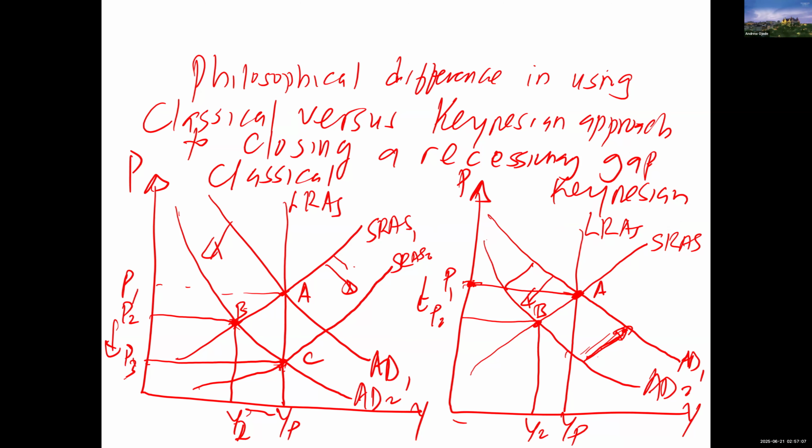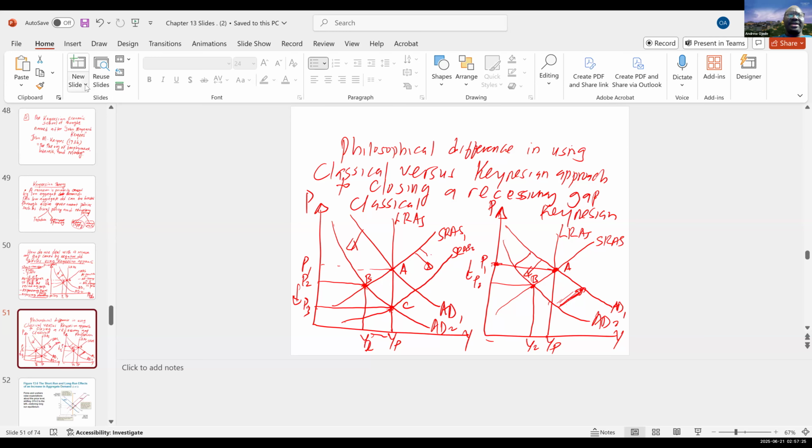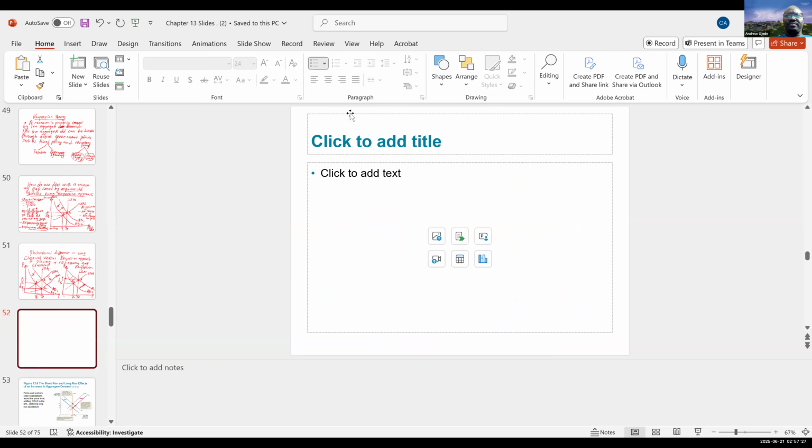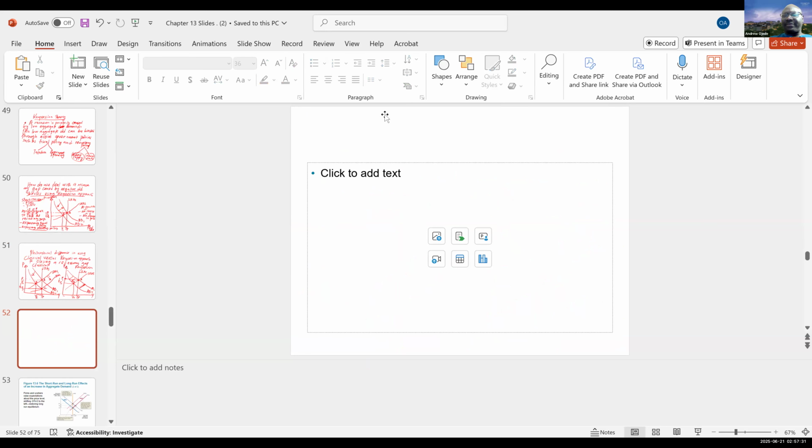Now, what about an inflationary gap? So now Keynes is going to argue, what about positive demand shocks, which we already did with classical, but I'm going to talk about the philosophical difference here.